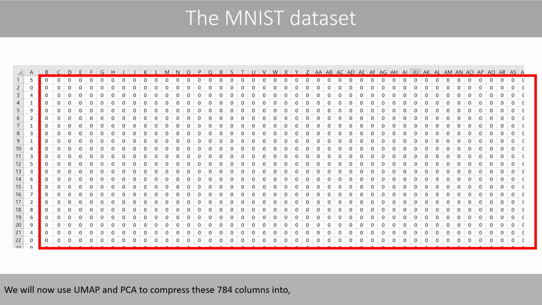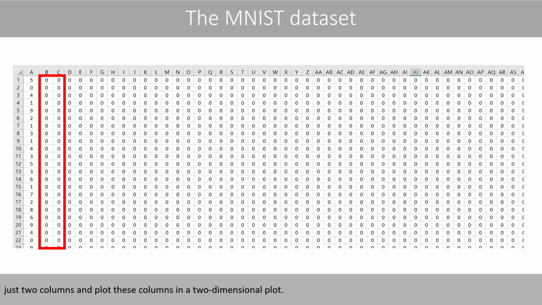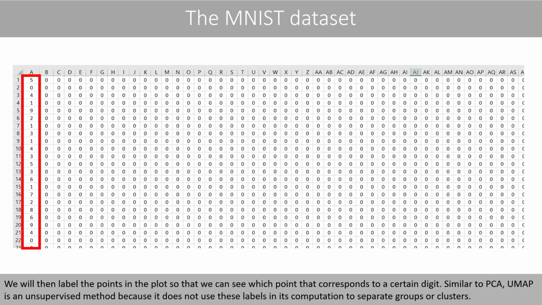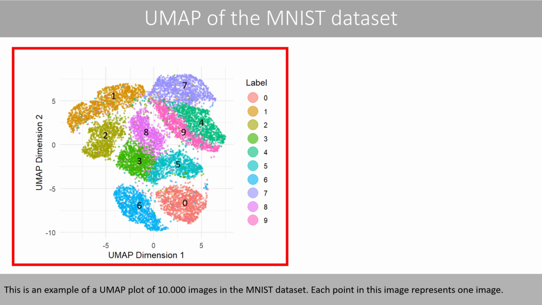We'll now use UMAP and PCA to compress these 784 columns into just 2 columns and plot these columns in a 2-dimensional plot. We will then label the points in the plot so that we can see which point corresponds to a certain digit. Similar to PCA, UMAP is an unsupervised method because it does not use these labels in its computation to separate groups or clusters. This is an example of a UMAP plot of 10,000 images in the MNIST dataset.